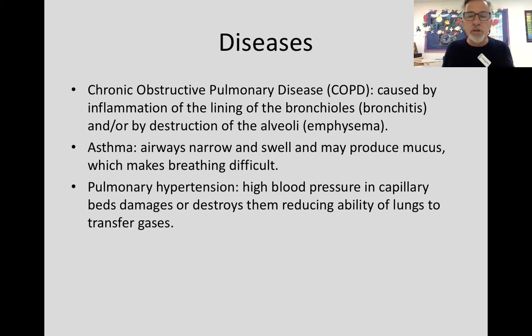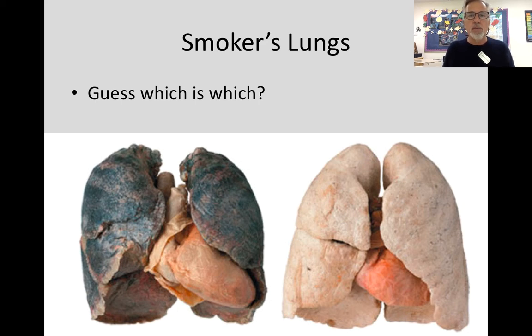Finally, pulmonary hypertension means that high blood pressure in the capillary beds around the alveoli damages or destroys these capillary beds, and that therefore reduces the ability of the lungs to exchange gases with the circulatory system, and you can understand why that would be a problem. One of the most common ways that pollutants are introduced to the lungs is through smoking of cigarettes. And I'll leave you with this picture of smokers' lungs, and you can guess which is which. By the way, this large bulbous organ here is the heart.